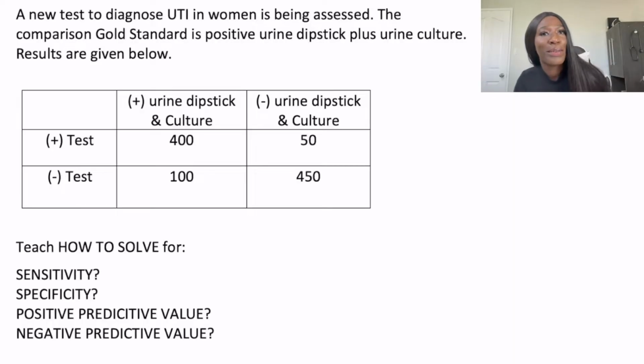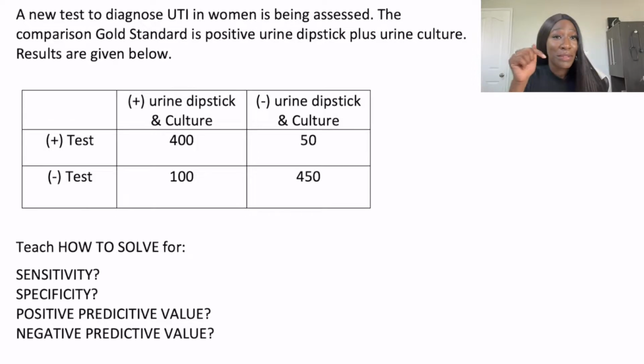Well, hello there, welcome back. Let's get started. The question reads, a new test to diagnose UTI in women is being assessed. The comparison gold standard is positive urine dipstick plus urine culture. Results are given below, and below we see a table.